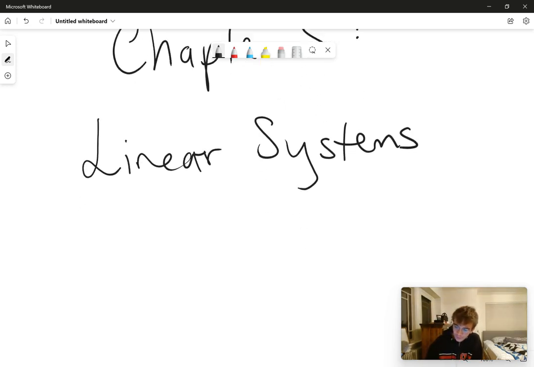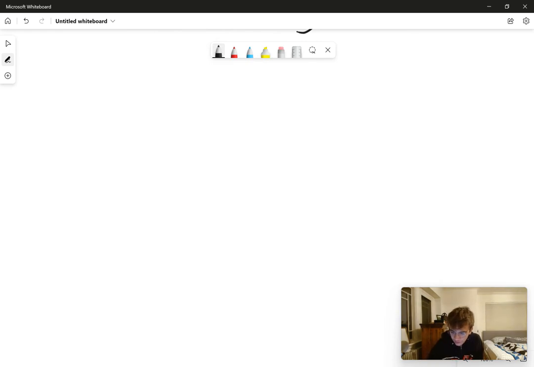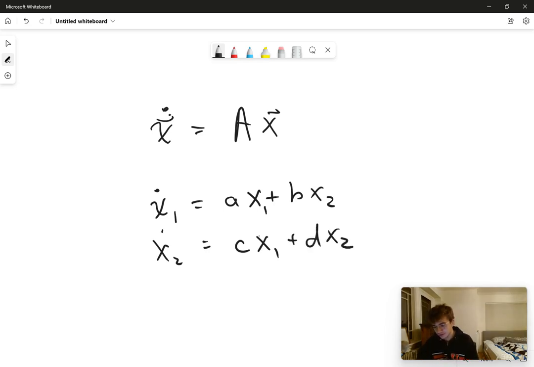So, when I say linear systems, what we're talking about is we have a system of differential equations. So I'm going to call that x dot is equal to Ax, okay? Where in fact now x is considered a vector, okay? So say I give you x1 dot is equal to ax1 plus bx2, and x2 dot is cx1 plus dx2. And this is in fact exactly the system that we're going to be working with right now.